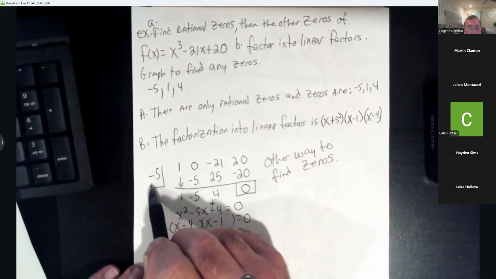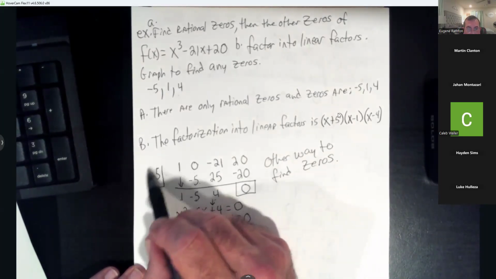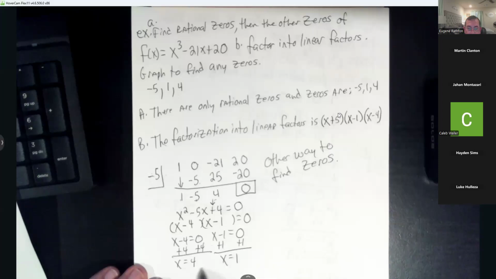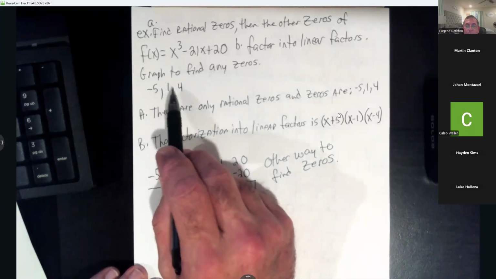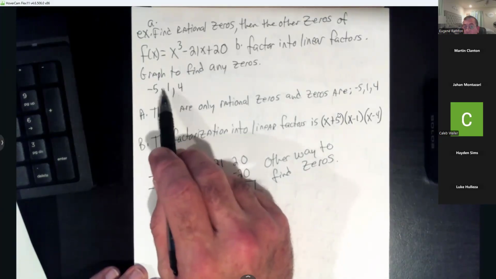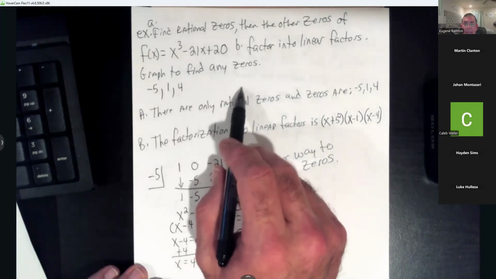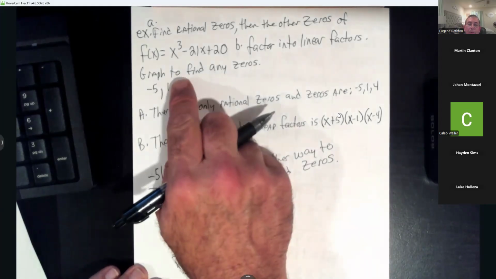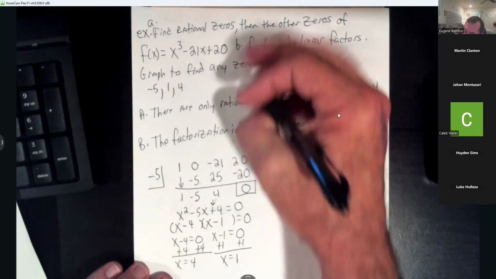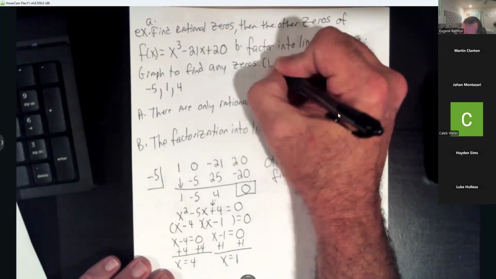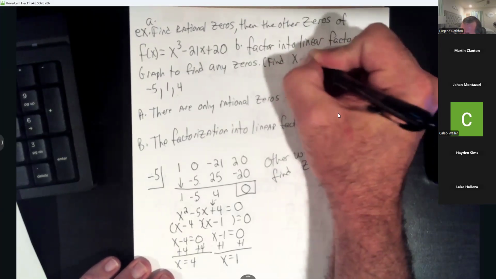So if you have at least one of your zeros, you can find the other 2 on this problem by factoring that polynomial, okay? And you still get a 1, 4, and -5, just like this one. And this one I can tell because all these were places where it crossed the x-axis. So if you're going to graph it to find any zeros, you're trying to find x-intercepts.